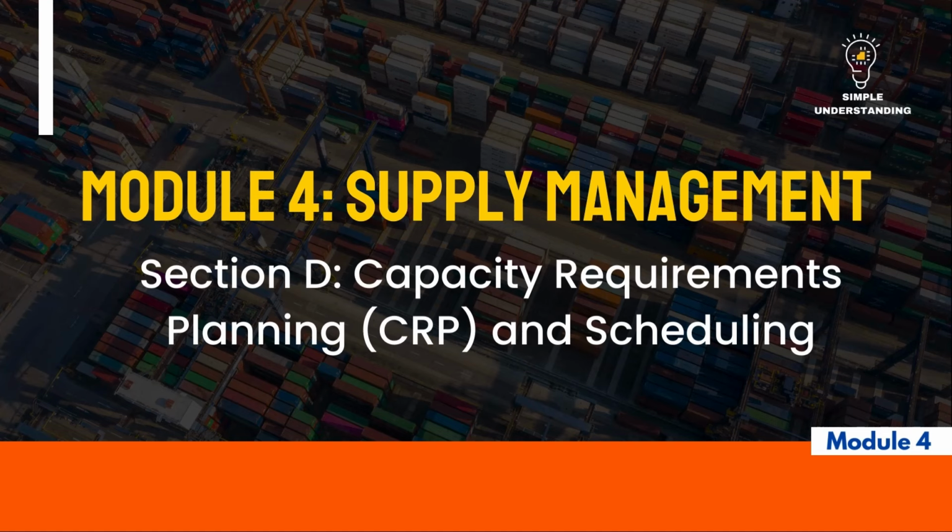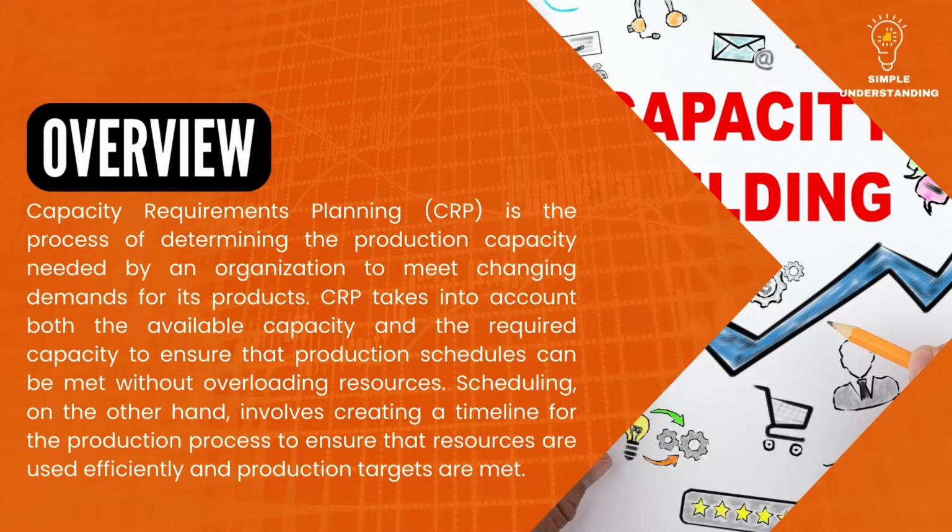Section D, Capacity Requirements Planning, CRP, and Scheduling. Overview. Capacity Requirements Planning, CRP, is the process of determining the production capacity needed by an organization to meet changing demands for its products. CRP takes into account both the available capacity and the required capacity to ensure that production schedules can be met without overloading resources.